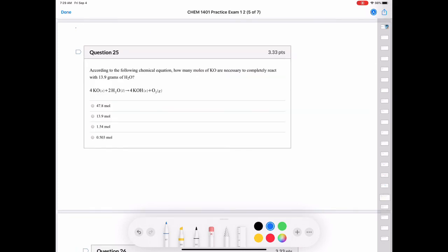Question 25. According to the following chemical equation, how many moles of KO are necessary to completely react with 13.9 grams of H2O? And we have a balanced equation right here. We're starting with 13.9 grams of water, and we want to figure out how many moles of KO are necessary to completely react with this much water.